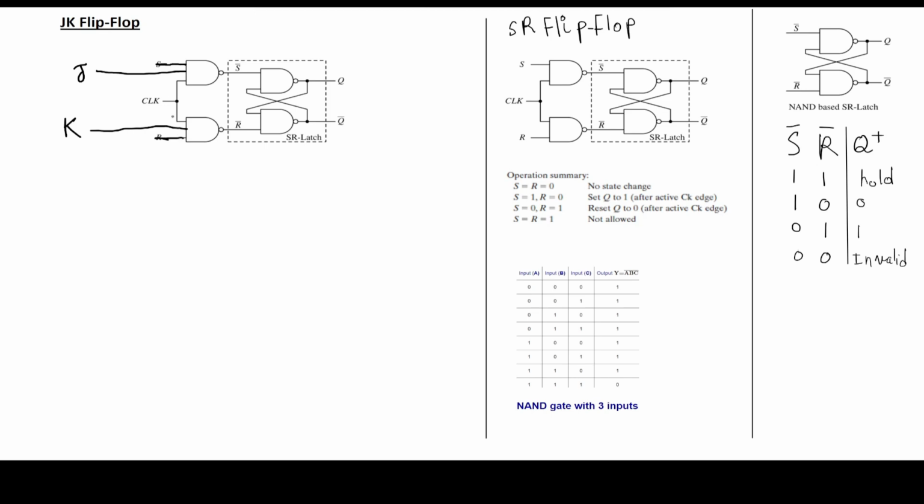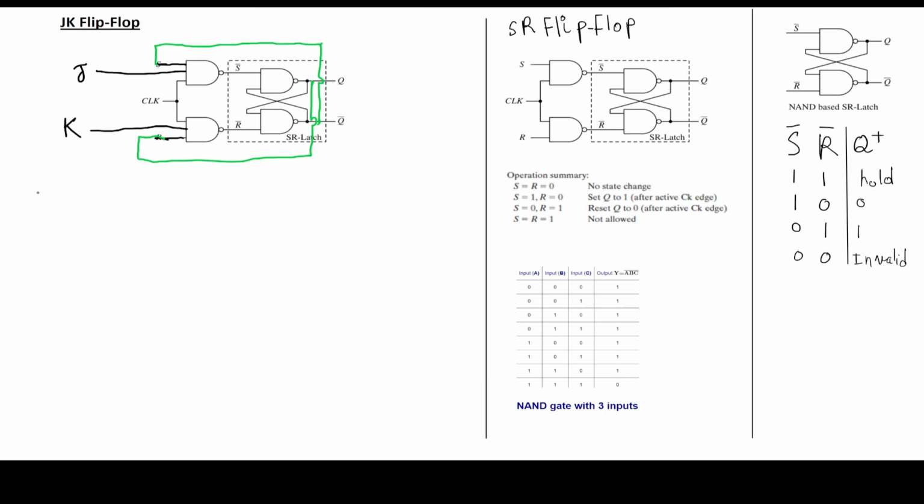Now where do we get these two inputs from? Simply, we can take this Q bar from here and feed it into this third input of the NAND gate. And also we can take Q, branch it, and feed it as a third input to the bottom NAND gate. So now this whole circuit becomes our JK flip-flop. It has 3 inputs, J, K, and the clock, and 2 outputs, Q and Q bar. Next, let's design the truth table for it.